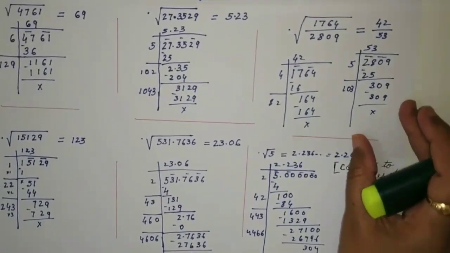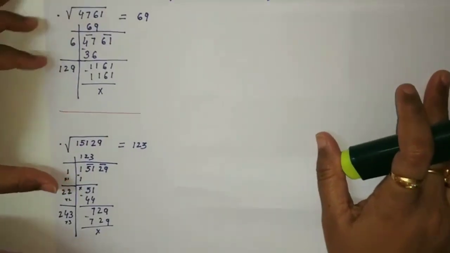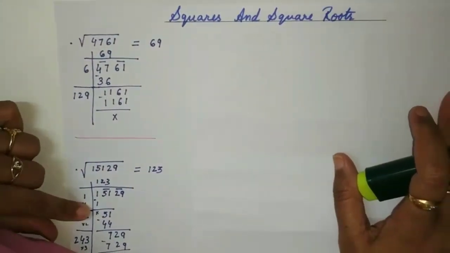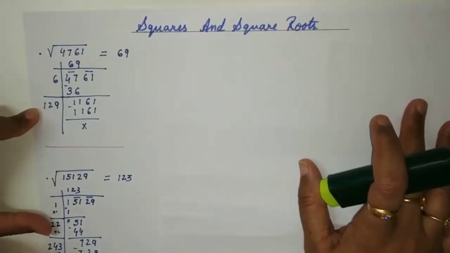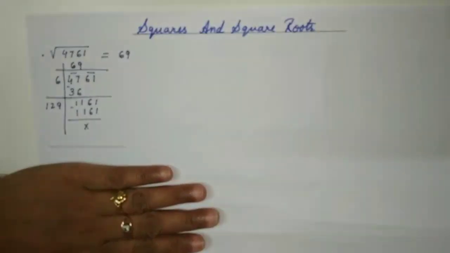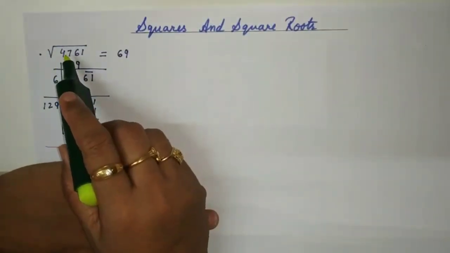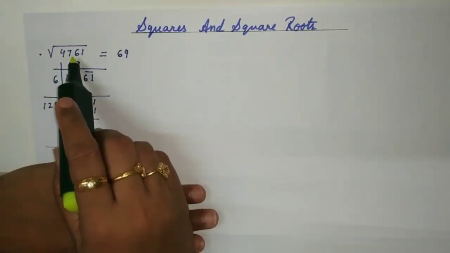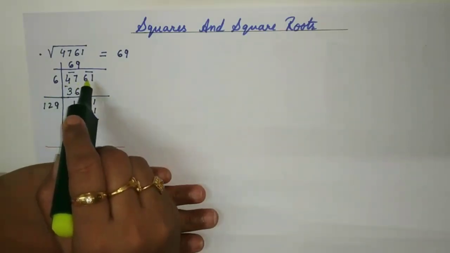Next. Now we are going to actually solve square root by division method. Children, pay attention as this is a process which is not done earlier. So I am hiding it. To find out the square root by division method, suppose the question is to find out the square root of 4761 by division method. So your number is 4761.